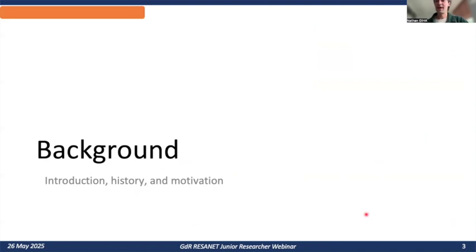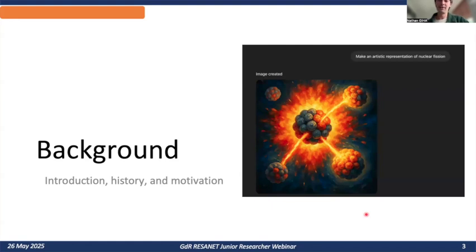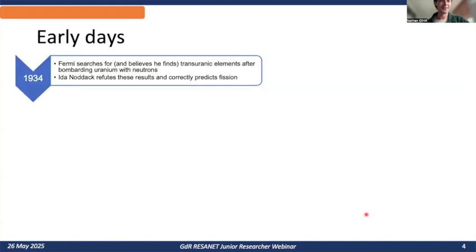So I asked ChatGPT to give me a nice picture of fission, and this is what it came up with. I guess it could be worse, but there are some big problems with this, and hopefully by the end of the next few slides, you'll be able to diagnose them.